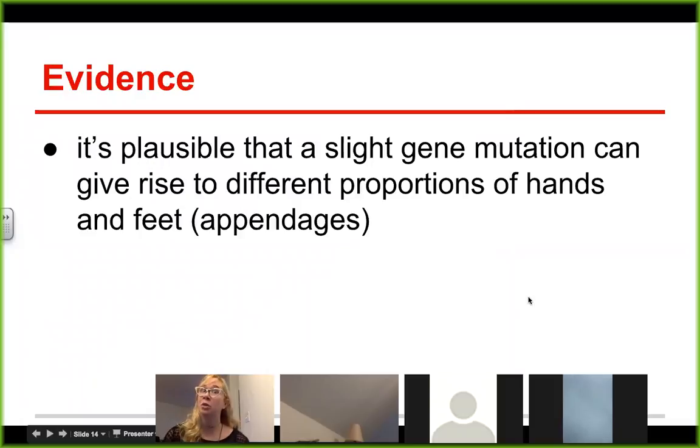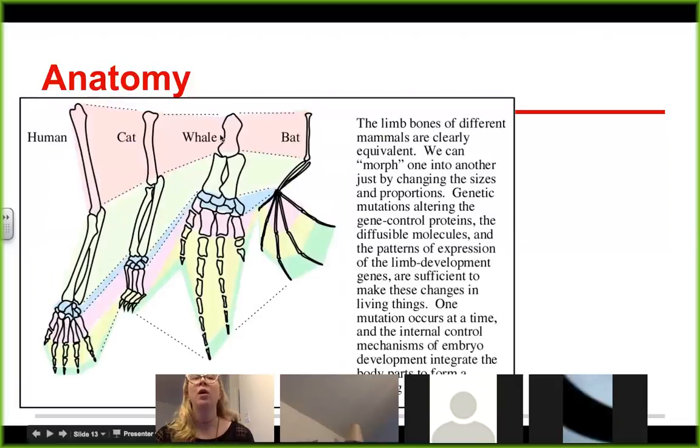So it's plausible, right, that a slight gene mutation can give rise to the different proportions of the hands and feet. So for example, the whale has a mutation that causes its finger joints to be extremely long. The bat has a mutation causing its bones to be very thin and narrow, right? So it's possible that just one or two mutations could actually cause this many different shapes.